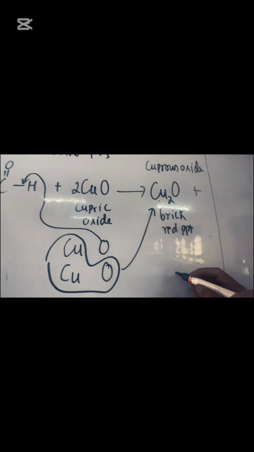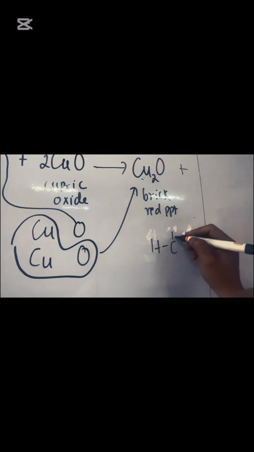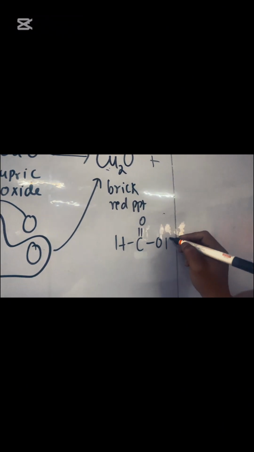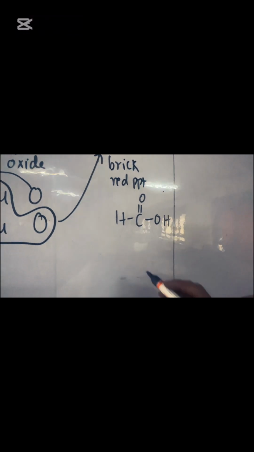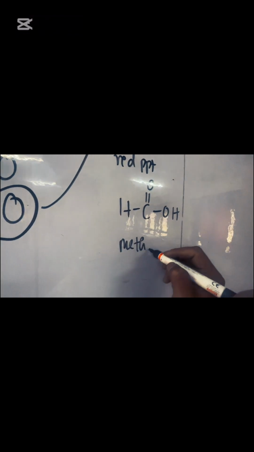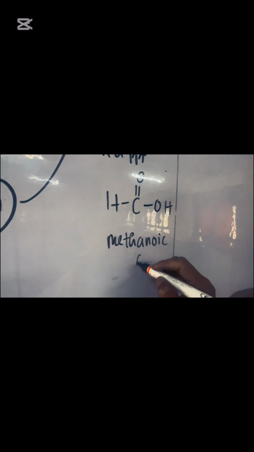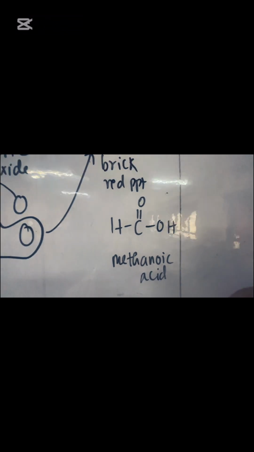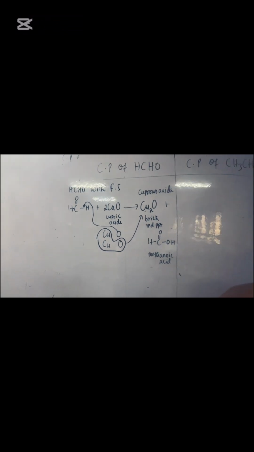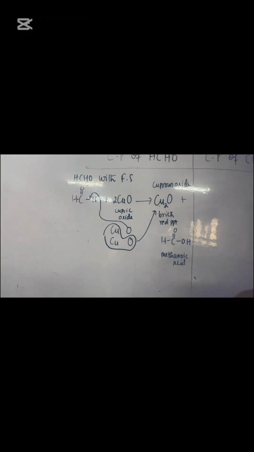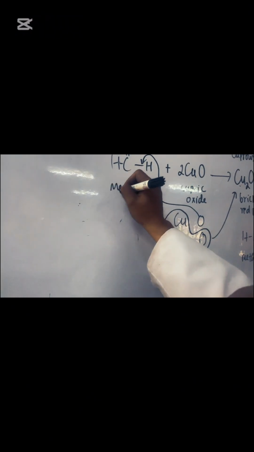plus then you are going to get the formic acid, or also known as methanoic acid. IUPAC name is methanoic acid. So this is the chemical reaction. This is known as methanal.